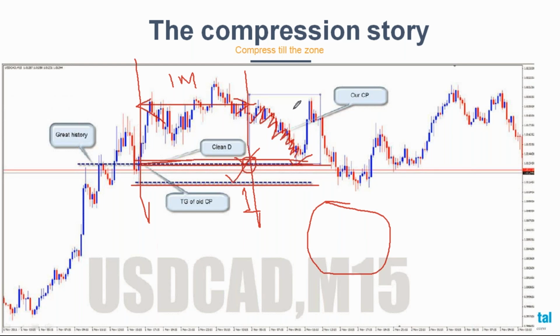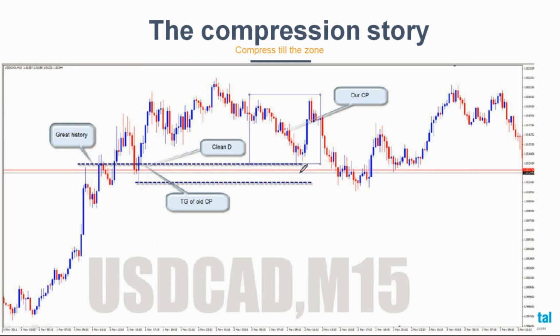In case of compression, you guys don't have to worry. Price will always go to the origin of compression, the source of compression. So in such a case, you can expect a very high risk reward. We can surely expect a very high risk reward.